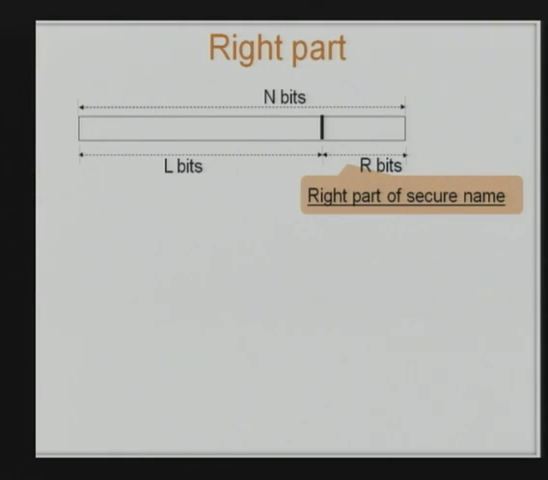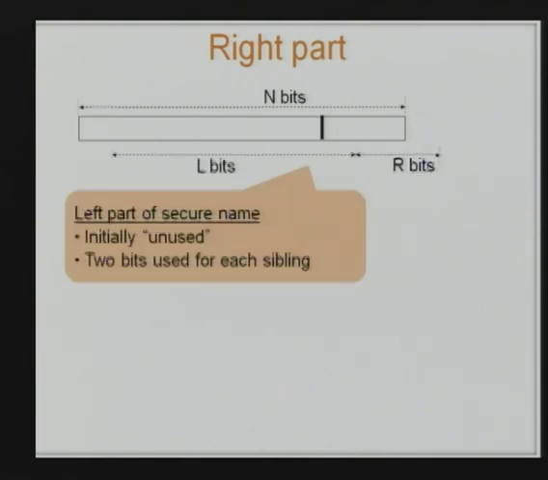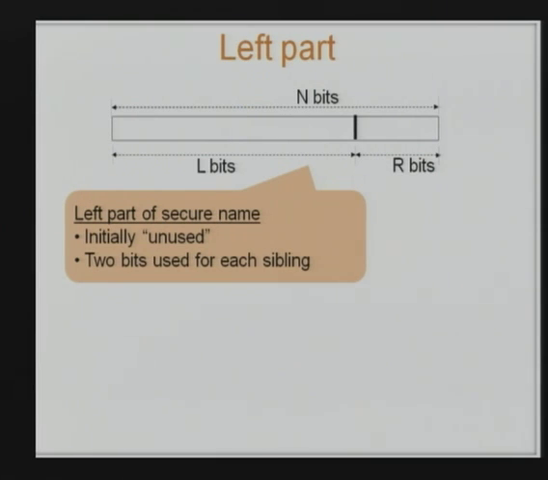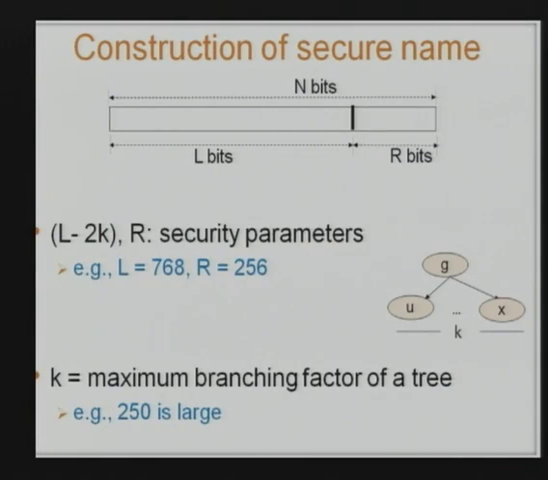The secure name has two parts. The secure name has n bits, where n is large, for example, 256 bits, or even 512 bits. There are two parts, left part and right part. The left part has L bits, the right part has R bits. Initially, the left part bits are all unused. The security parameters, of course, are L and R, and if the tree has branching factor k, meaning every node will have at most k children, then L minus 2k is a security parameter. I will not go into details of why it is so. We can discuss that later.